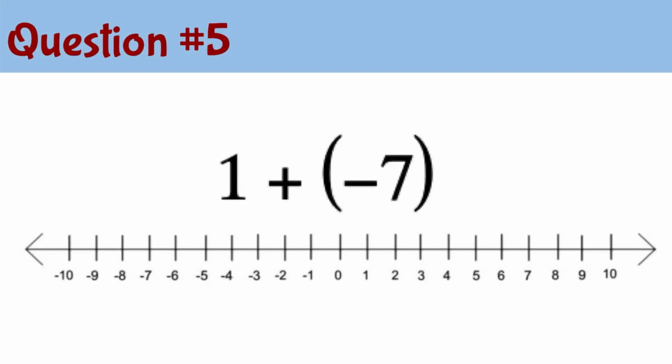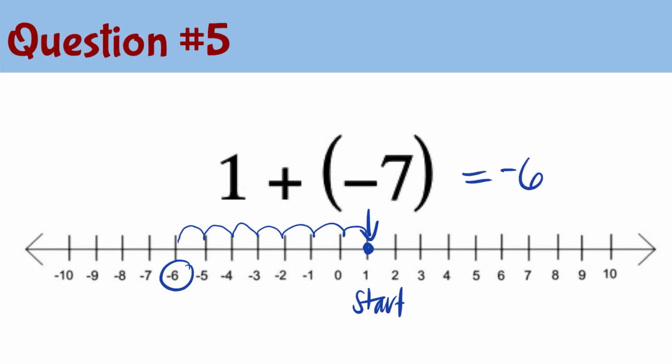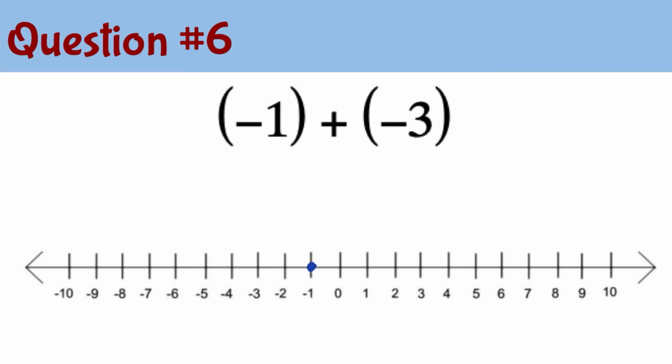Question 5. 1 plus negative 7. Our starting point is at positive 1. Adding a negative 7, this means we're moving 7 units to the left. 1, 2, 3, 4, 5, 6, 7. So the answer is negative 6. Question 6. Starting with negative 1, and we're adding negative 3, so we're moving 3 units to the left. So the answer is negative 4.